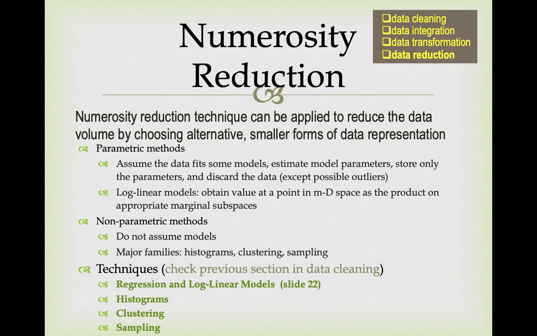What is a non-parametric method? It does not assume models. It comes in major families such as histograms, clustering, and sampling. Techniques: check previous selection in data cleaning. So the techniques of numerosity reduction include regression and log-linear models in slide 22. You can have histograms, clustering, and also sampling.